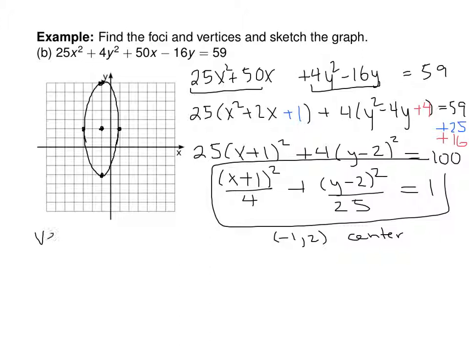Now the vertices of this graph are the points 1, 2, and -3, 2. Those are the two on the minor axis. And then we also have vertices at -1, 7, and -1, -3.